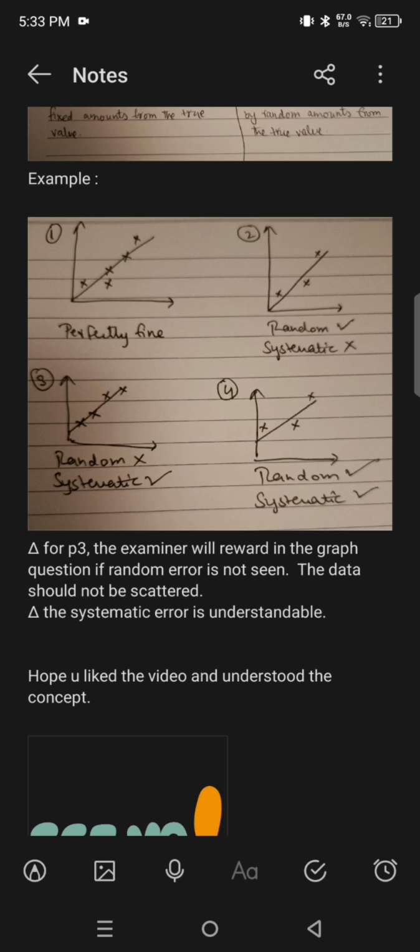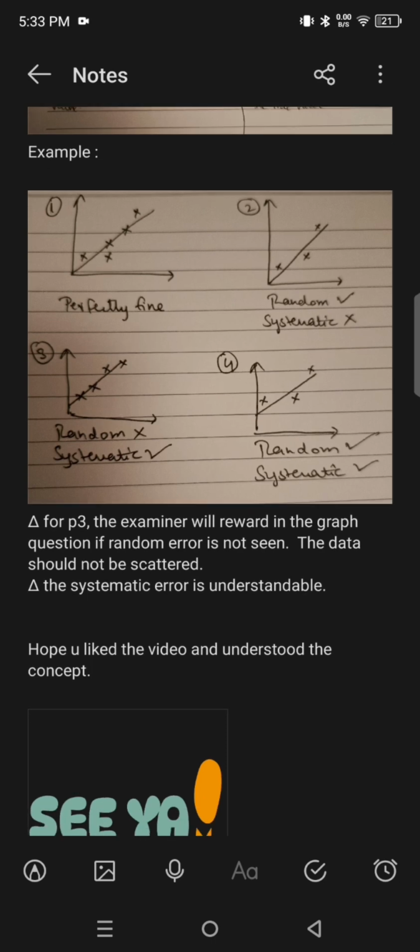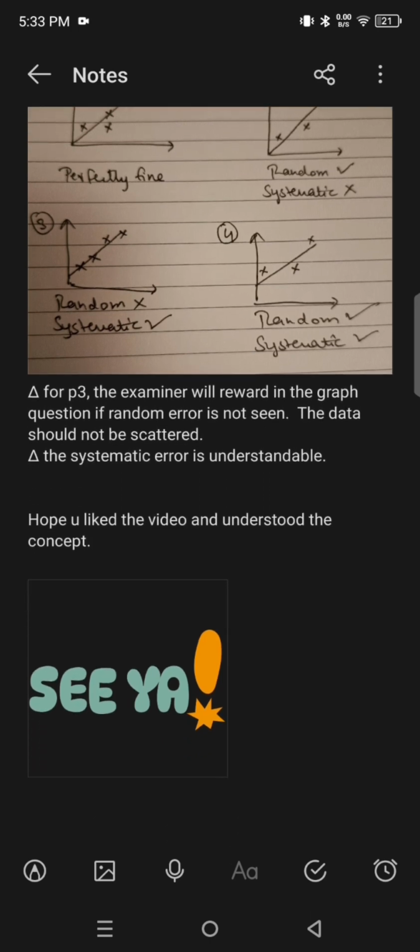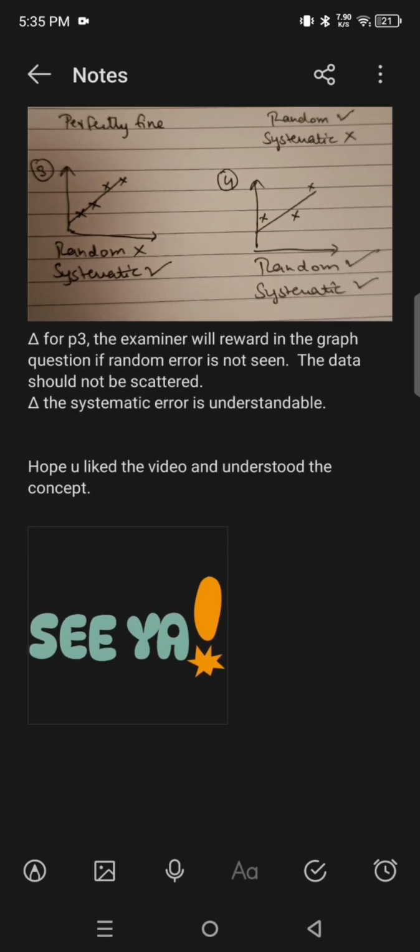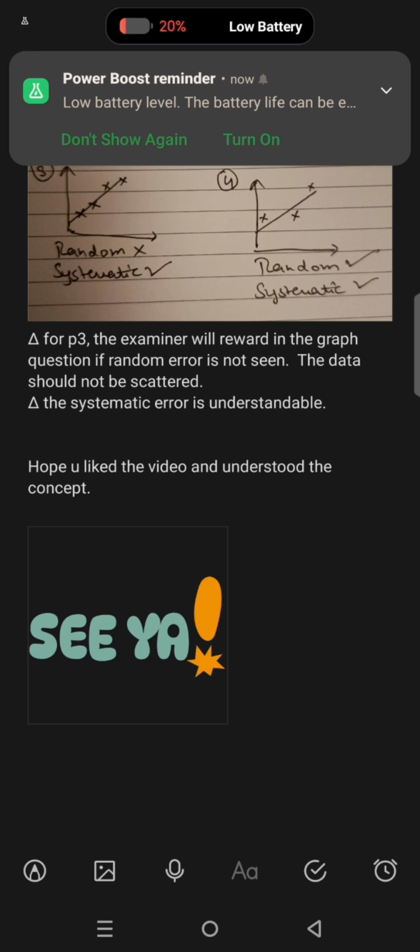Number 3, if you move on towards the next graph, it's starting from the y-intercept, which depicts the fact that it's a systematic error, but the points are pretty close to each other, so it's not a random error. Now here for P3, your examiner will reward you because systematic error is understandable, it's not your fault, but random error is going to be your fault, it's going to be a mistake because you are taking the readings while performing the experiment, so please be careful about that.